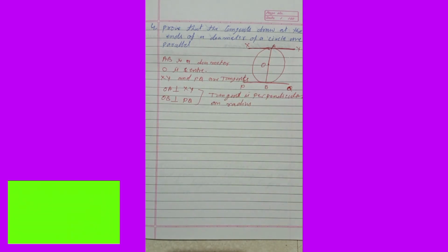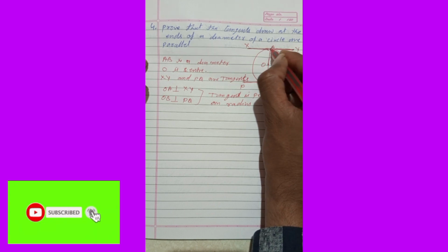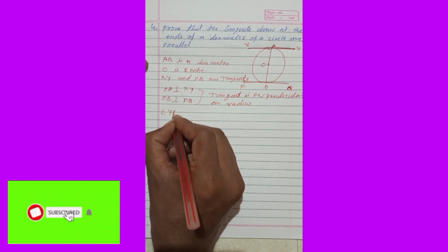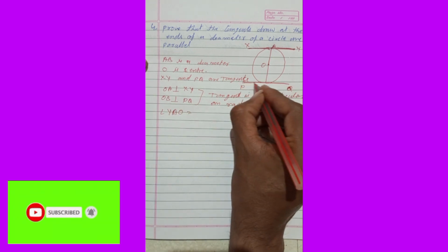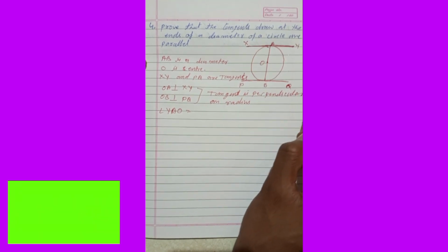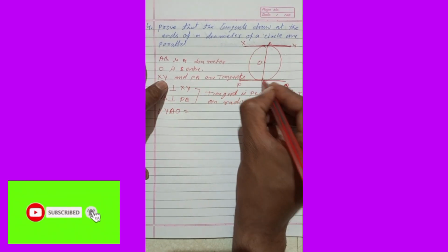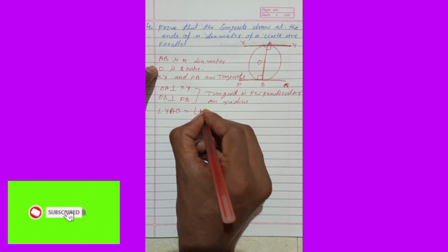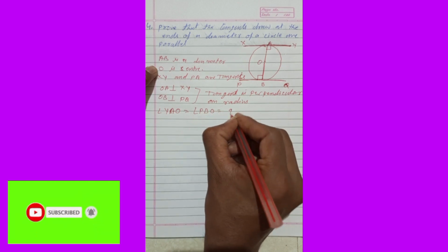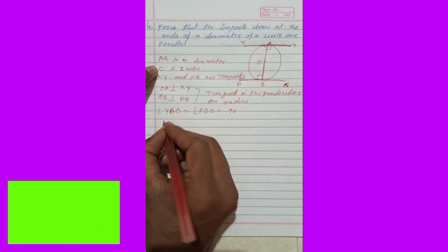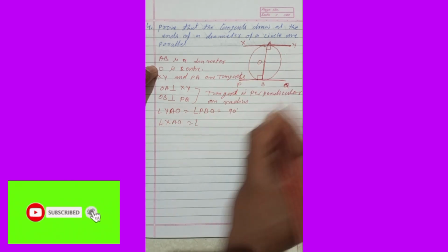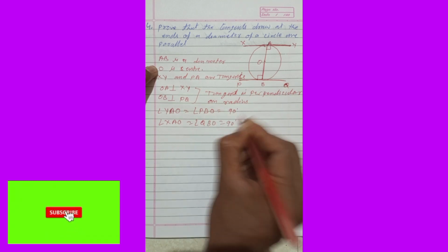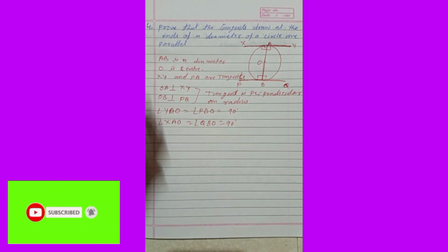Now if we take angle YAO, it is equal to angle PBO. Angle PBO is equal to 90 degrees. Similarly, angle XAO is equal to angle QBO, equal to 90 degrees, because all these angles are 90 degrees only, because of the perpendicular.